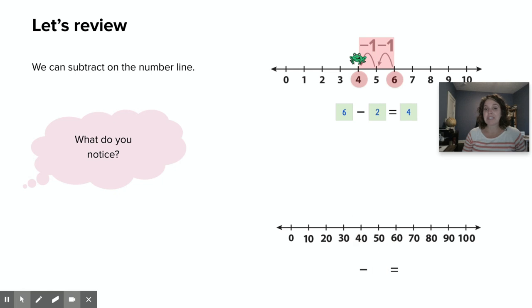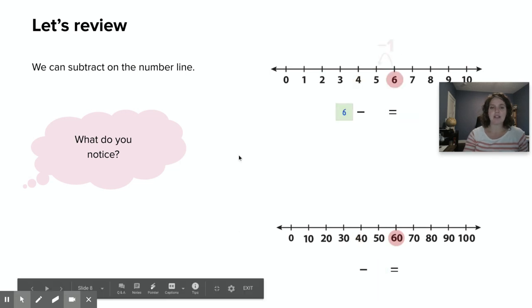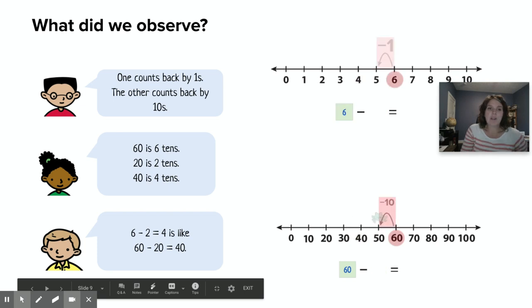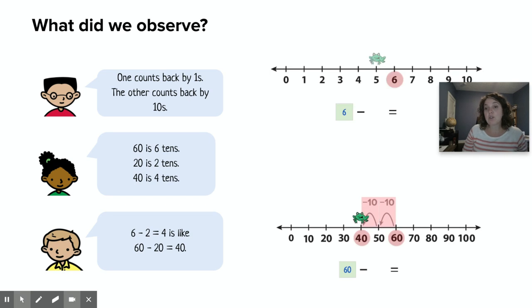The top one is doing 6 take away 2 is 4, and the bottom one is doing 60 minus 40 equals 20. What do you see? Let's take a look. So the gentleman on top says, well, one counts backwards by 1 and the other counts back by tens. So a very similar observation to our first one, except instead of moving forward, we are going backward.